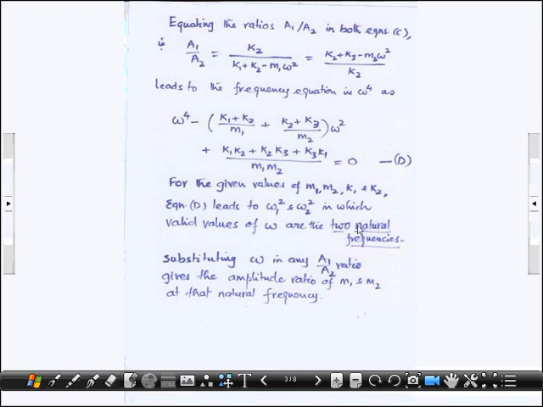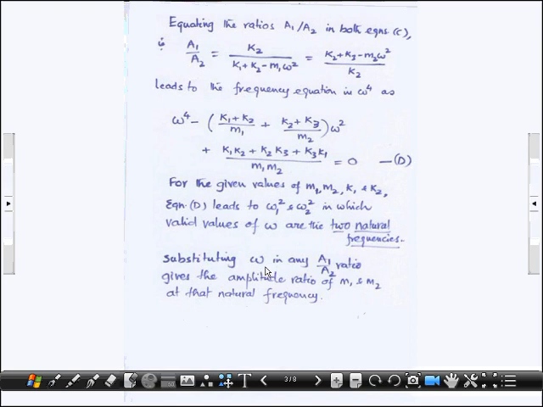Which are the two natural frequencies of this 2 degree of freedom system. Well, when we substitute omega in either of these expressions, corresponding to omega 1, you will get one amplitude ratio. Corresponding to omega 2, you get the second amplitude ratio.